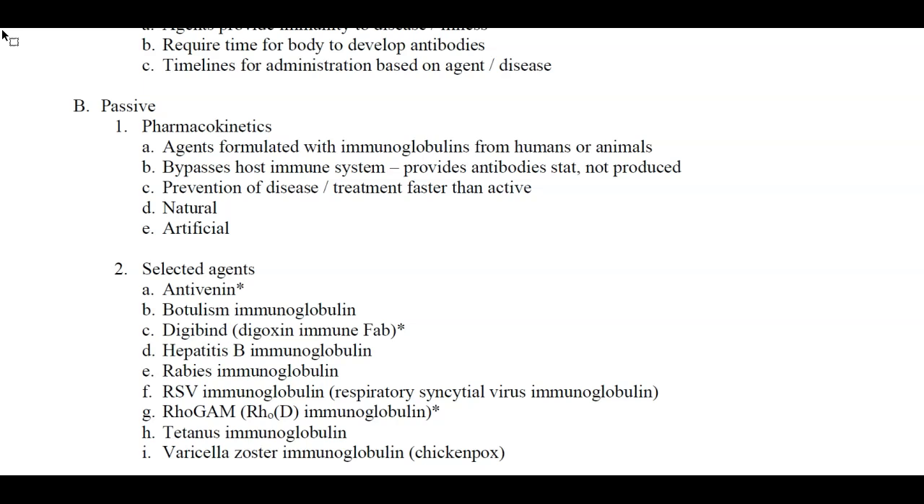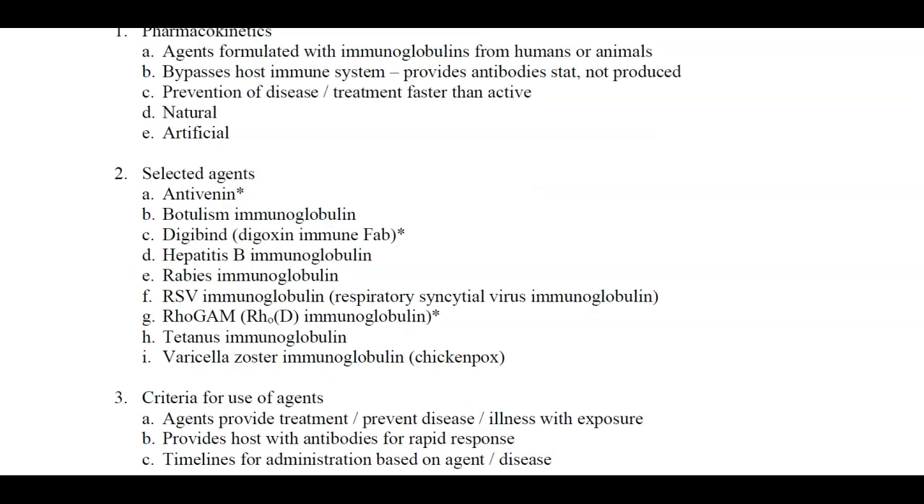There are also natural and artificial ways of obtaining passive immunity. A natural way is basically from our mom, so our maternal passing via breast milk, the placenta, the bloodstream during pregnancy. An artificial way of obtaining passive immunity includes immunization and short-term immunoglobulin. Some passive immunity agents include antivenin, which is used for snake bites, spider bites, and possibly scorpion bites. This is to help with the venom or the toxin from the snake, spider, and scorpions.